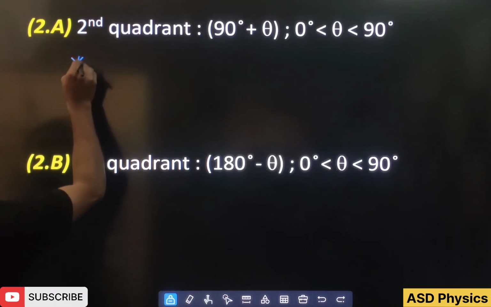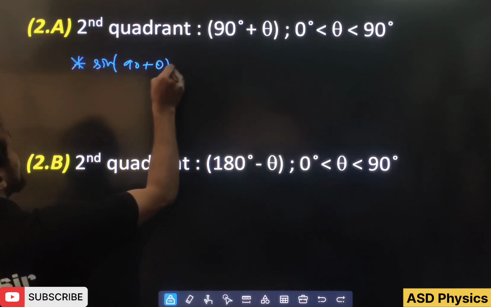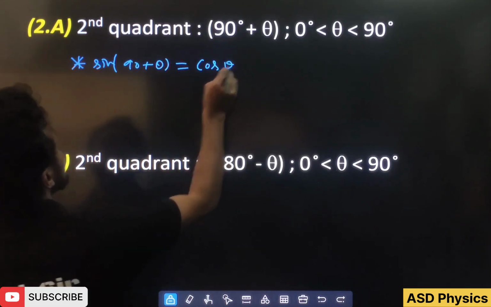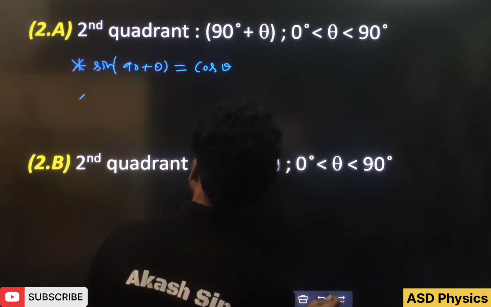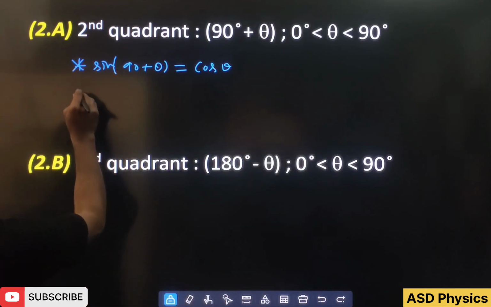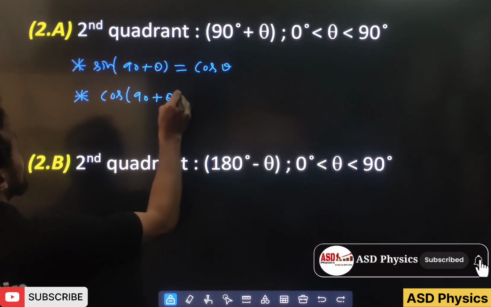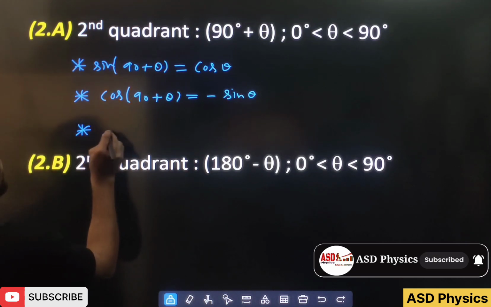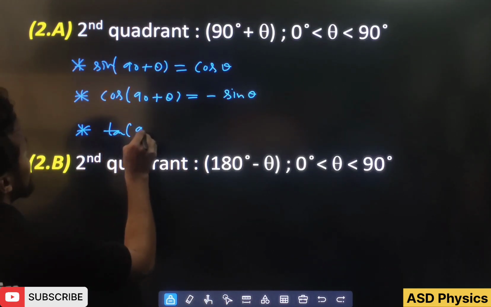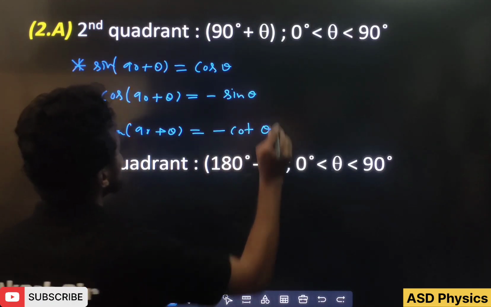So see here, if I write sine 90 plus theta, it will become cos theta, positive. Next, cos 90 plus theta will become minus sine theta. Only sine is positive in the second quadrant. And if I write tan 90 plus theta, it will become minus cot theta.